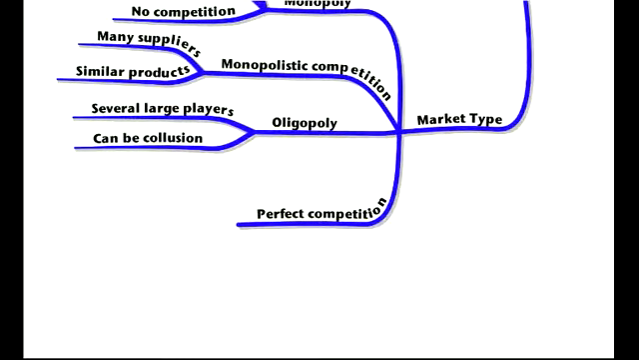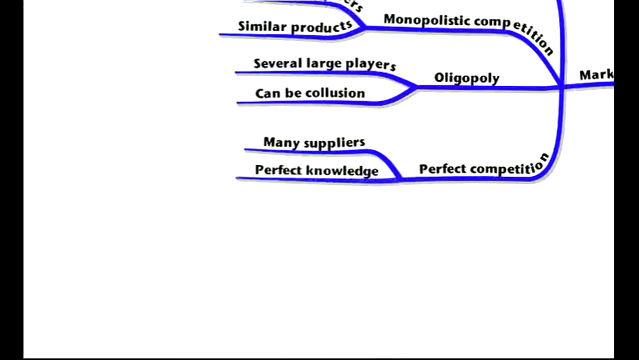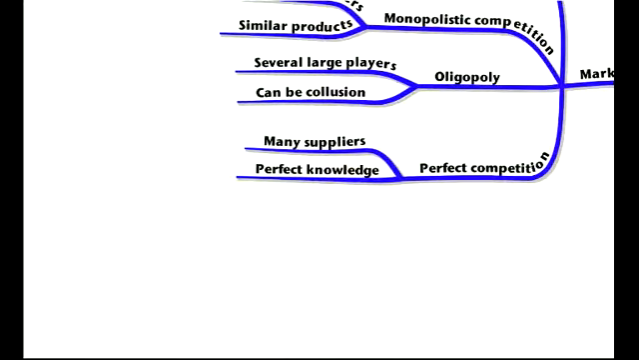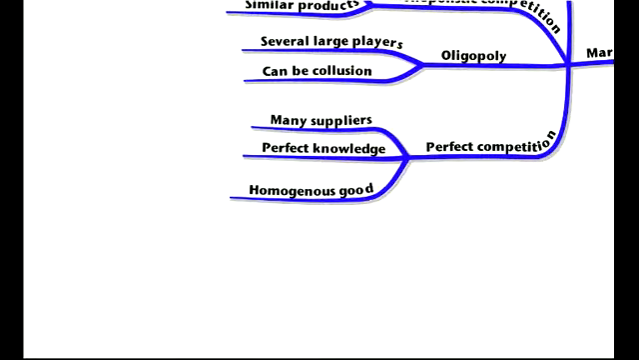Or there could be perfect competition. Perfect competition is where there is many suppliers all supplying the same product. The consumer has perfect knowledge and the good is homogeneous, i.e. it's the same. Say potatoes. Potatoes are the same for everybody. So perfect competition is where there's many suppliers, the consumer has perfect knowledge of all of those suppliers, and there's a homogeneous good. The good is the same everywhere. So therefore, the consumer can choose easily who they want to supply that good.